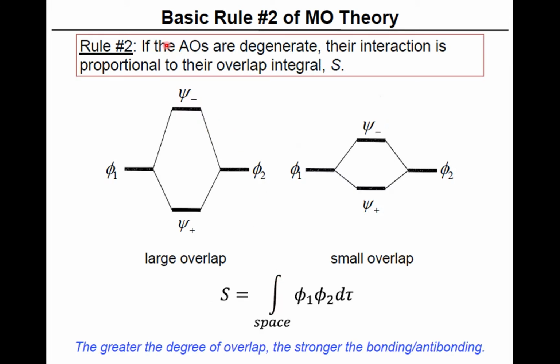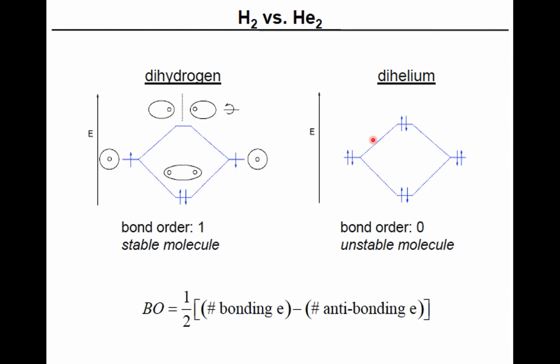If the atomic orbitals are degenerate, and by degenerate we mean that they have the same energy as each other, then how much they interact depends on how strong their overlap is. So if they have the same energy, it depends on the overlap. For example, we have 2 atoms that are close together. When we have those close together, they can overlap nicely. So we get a strongly bonding and a strongly anti-bonding combination. If I grab those 2 atomic orbitals and start to pull them apart, well, now the bonding orbital is only slightly bonding, and the anti-bonding orbital is only slightly anti-bonding.